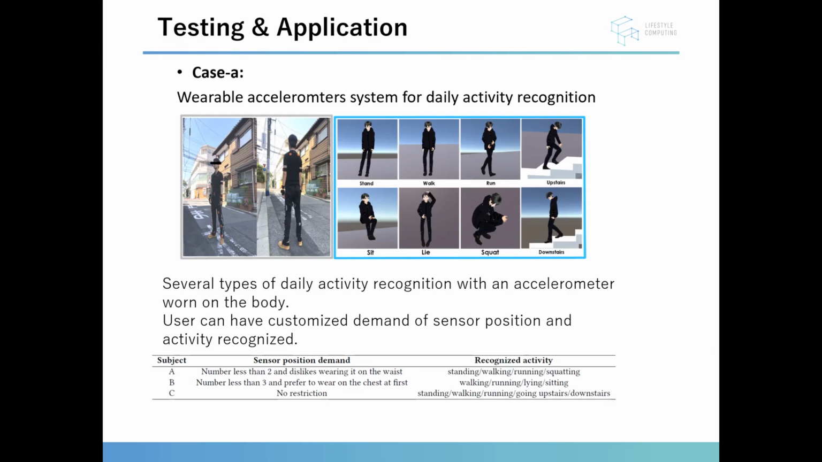We conduct 3 different cases to validate. The first is a variable accelerometer system for daily activity recognition: several types of daily activity recognition with an accelerometer worn on the body. We applied 8 different motions in the virtual environment. The user can have customized demand of the sensor position and activity recognized. For example, the user is able to propose the sensor's position demand and the number, and can have the accuracy of the proposed sensor position-based HAR system to determine whether to use this position or not.